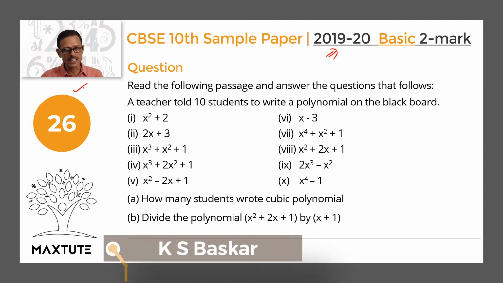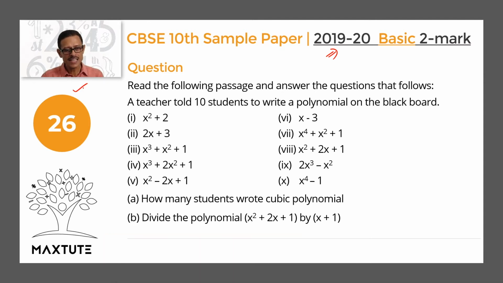Read the following passage and answer the questions that follow. A teacher asked 10 students to write a polynomial on the blackboard. These were the responses by those 10 students. First question is, how many students wrote a cubic polynomial? Second question, divide the polynomial x square plus 2x plus 1 by x plus 1 and find out the answer. Start with the first one.